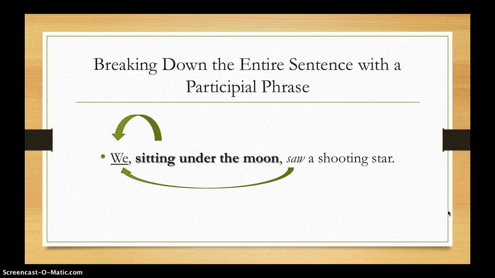We can see that the word saw, which is the verb of the sentence, renames the noun we in the sentence. So we saw a shooting star. And then sitting, which is the participle, also renames the noun we in the sentence, just to make it clear that both of them describe the noun in the sentence, and the participle just is there to give more information.